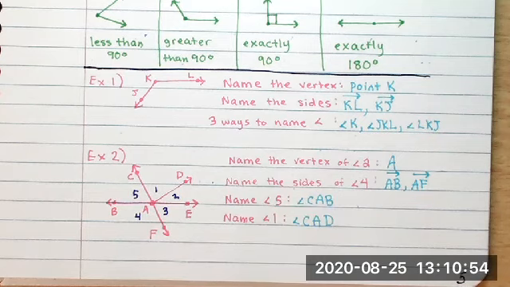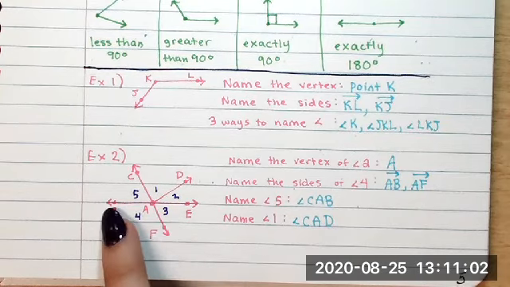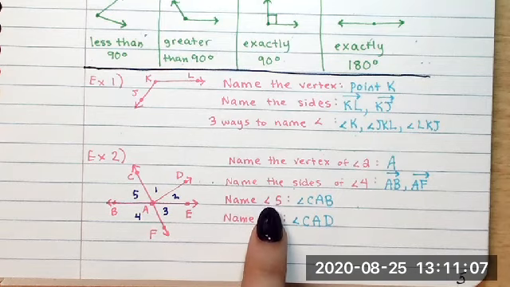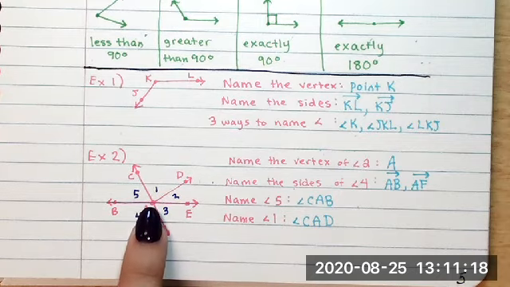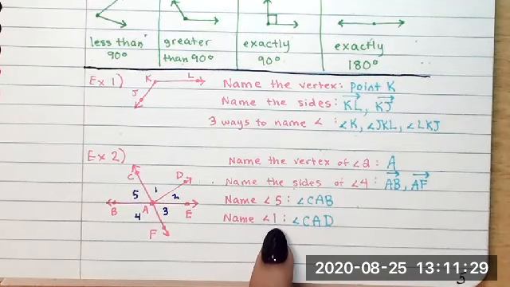Naming the rays works the exact same as naming them above. So for 4, we go to angle 4, and I see that we have AB and AF. Next, it wants us to name angle 5. So here, we have 2 different ways we could do it. We aren't going to use the one letter because if I say angle A, I could be talking about angle 1, 2, 3, 4, or 5. So instead, I want to use the 3 letters, CAB or BAC. Same for angle 1, CAD.